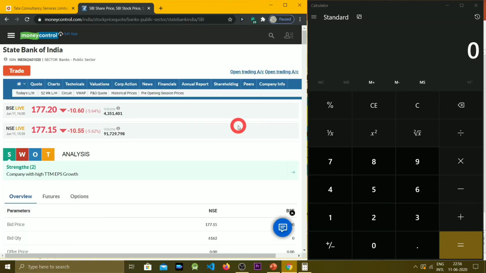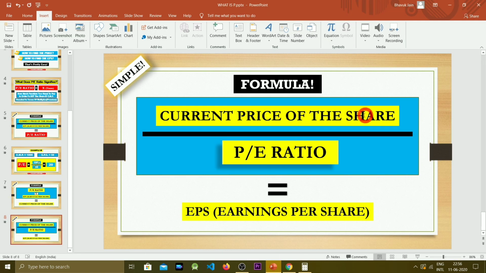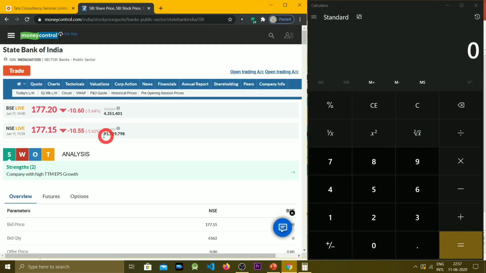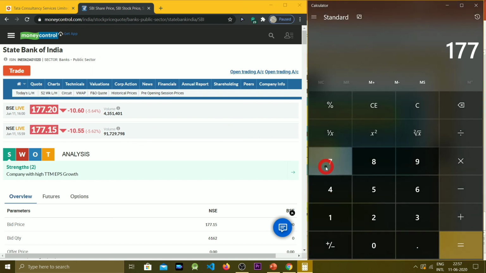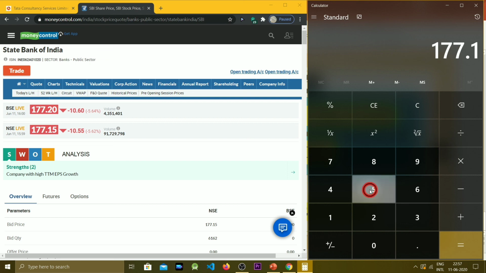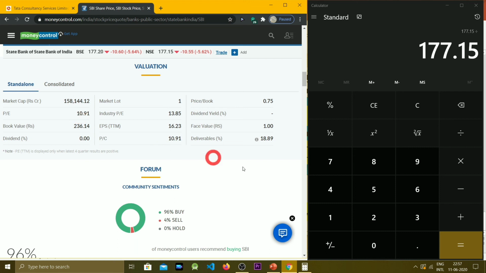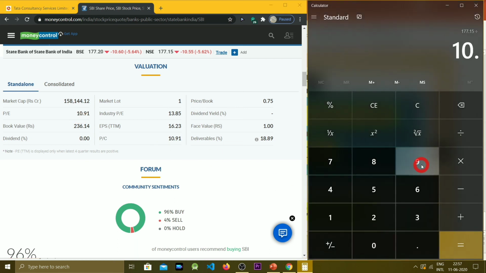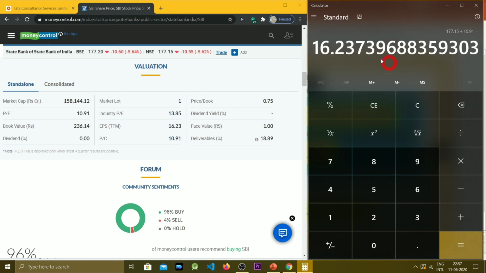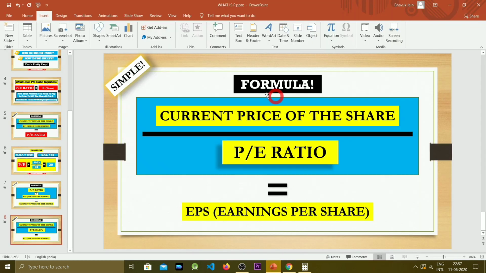So I have opened the financials of State Bank of India. As you can see, the current market price is 177.15. So I will simply write 177.15 in the numerator and divide it by the PE ratio. So in the calculator now, 177.15 divided by, now we will check the PE ratio in the valuations, that is 10.91. So I will divide by it and we will get 16.23, that is the earnings per share as you can see here. So if we are given any two things, we can very easily compute the third one.